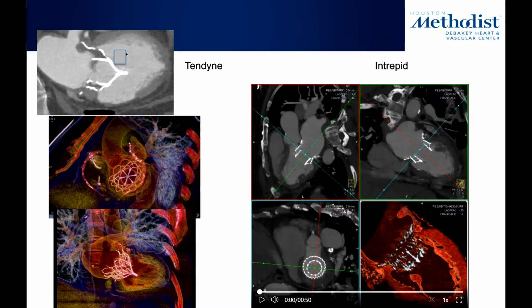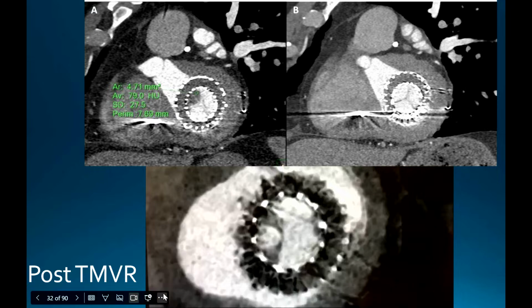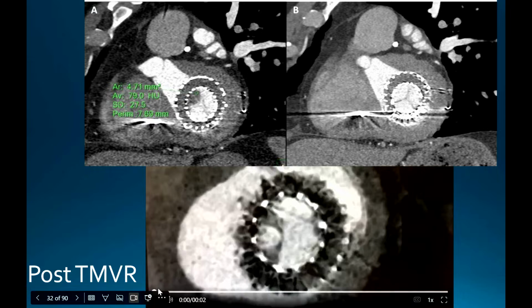Just some examples of transcatheter mitral valve replacement, Tendyne and Intrepid. A slightly different design, but essentially a frame with an anchor and with either porcine or bovine pericardium valve mounted. And just like any prosthetic valve, remember Sapien, they're going to have halo, okay? So this is not unusual. What you're going to see more dramatically is any slight changes of geometry.